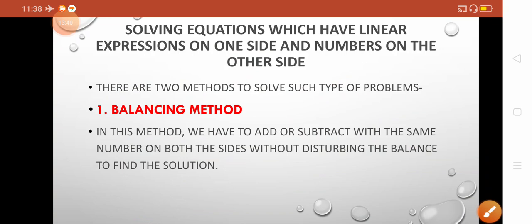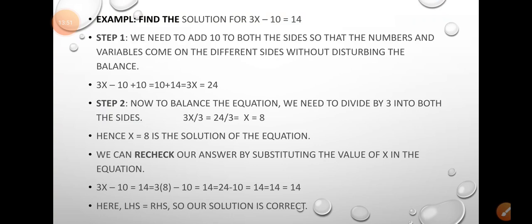If you are adding, subtracting, dividing or multiplying something on one side, you have to apply the same operation on the other side also. Let us take an example. Find the solution for 3x minus 10 is equal to 14. The first step is we need to add 10 to both sides to make minus 10 equal to 0.